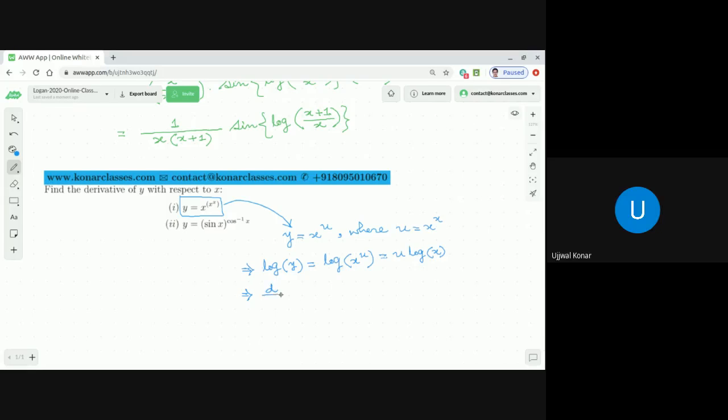So we need to find d/dx of log y. I know you know how to apply the chain rule. So d/dx of u into log x. Correct or not? I do not want to proceed further, because it is d/dy of log y into dy/dx is equal to u into d/dx of log x plus log x into d/dx of u. Correct?